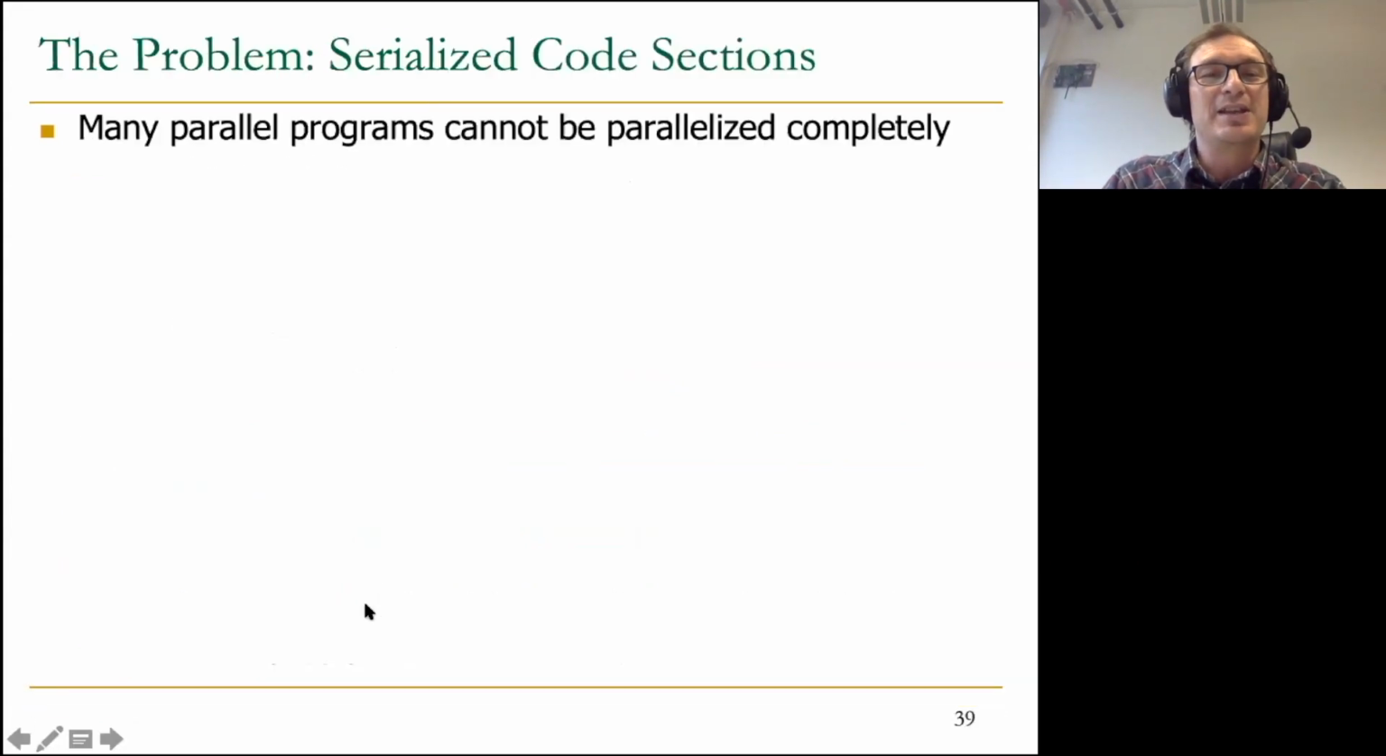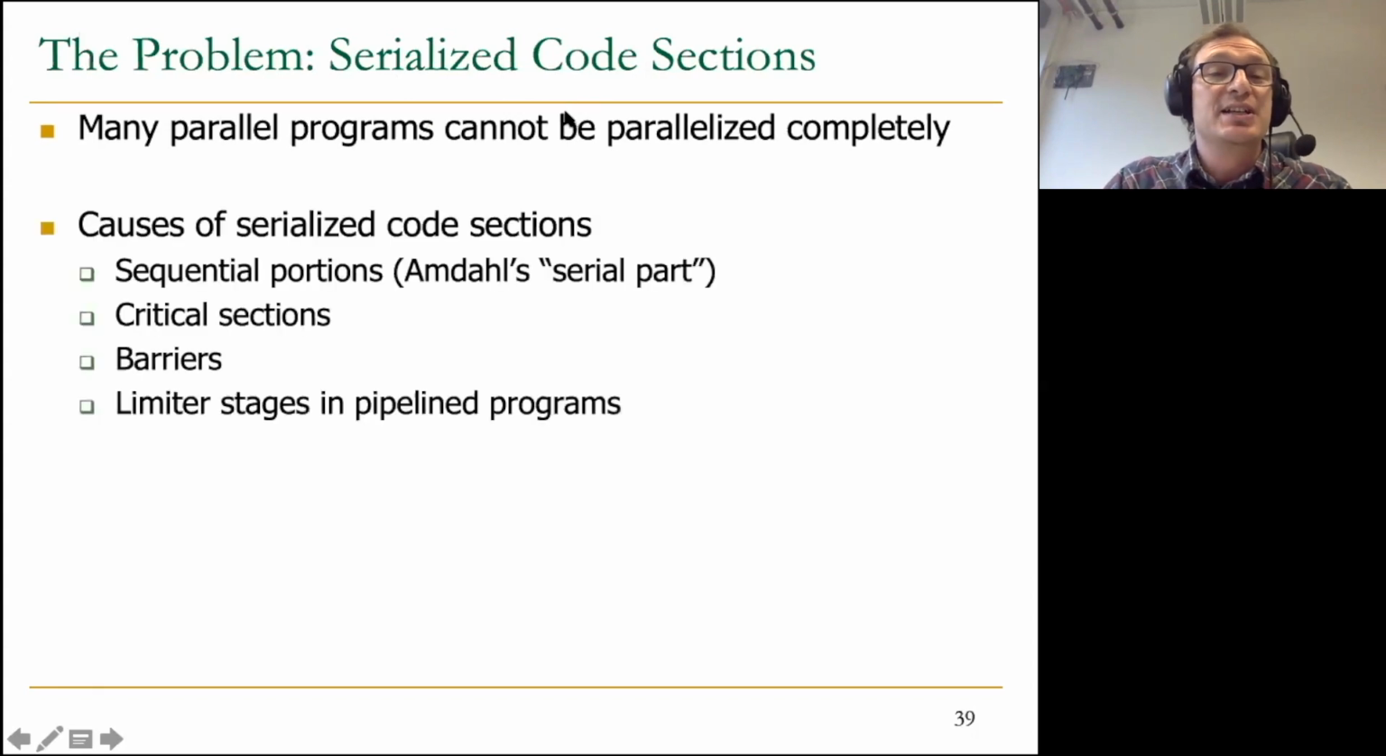Okay, so let me go into some more detail over here. So basically, many parallel programs cannot be parallelized completely. And this is a big issue with parallelization. You run into serialized code sections. And there are many causes of serialized code sections. I'll give you 4 of these over here. And we've covered all of these, except for maybe the first one. But the first one's obvious. You have sequential portions that are not parallelized.